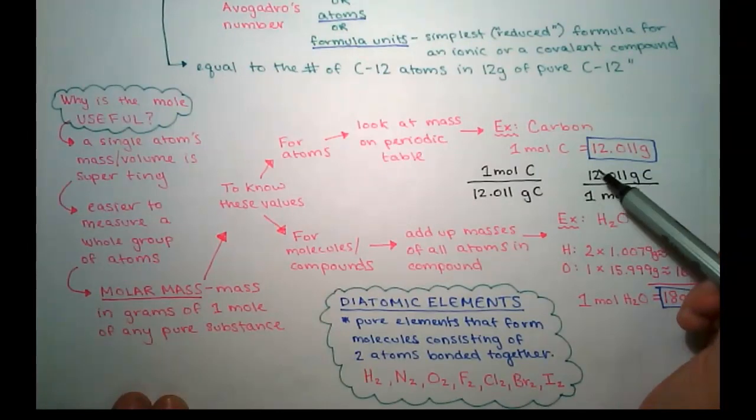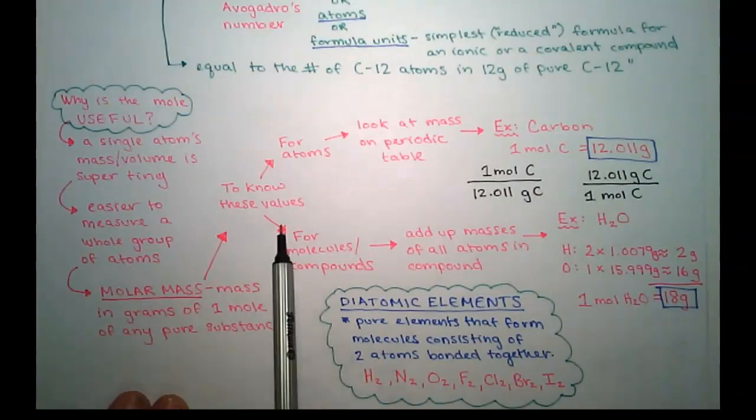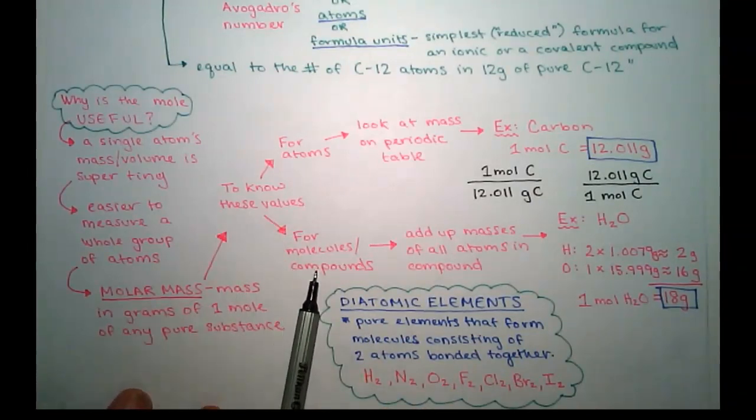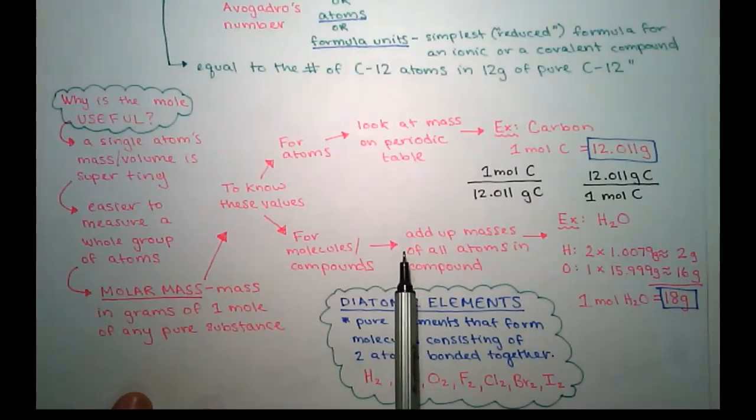You just look at the periodic table to find how many grams there are in 1 mole of a substance. But if we want to know the molar mass for a molecule or a compound, it takes one more additional step. We have to take the masses on the periodic table and add them up for all of the atoms in the compound.